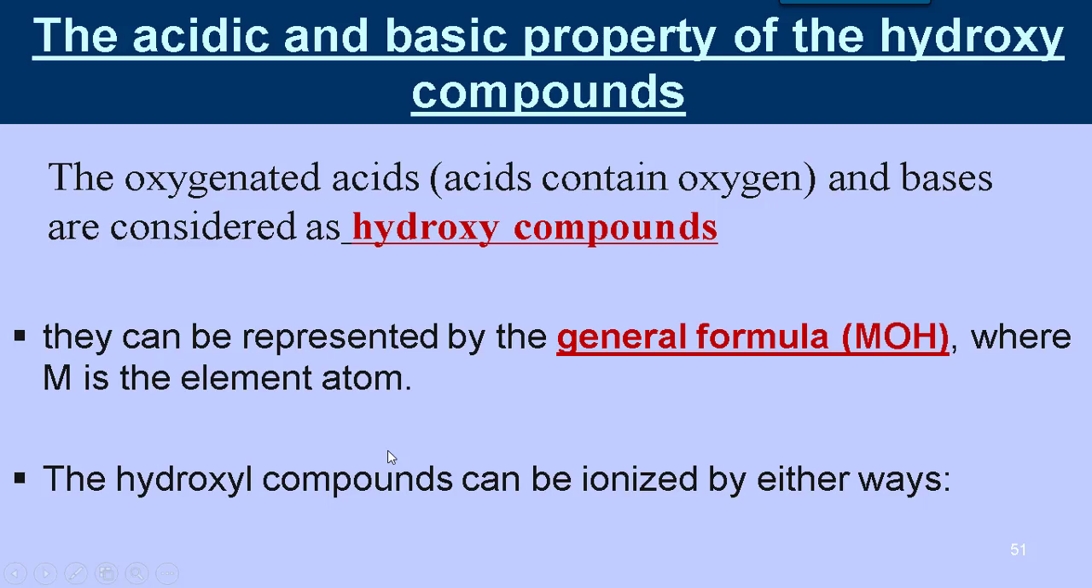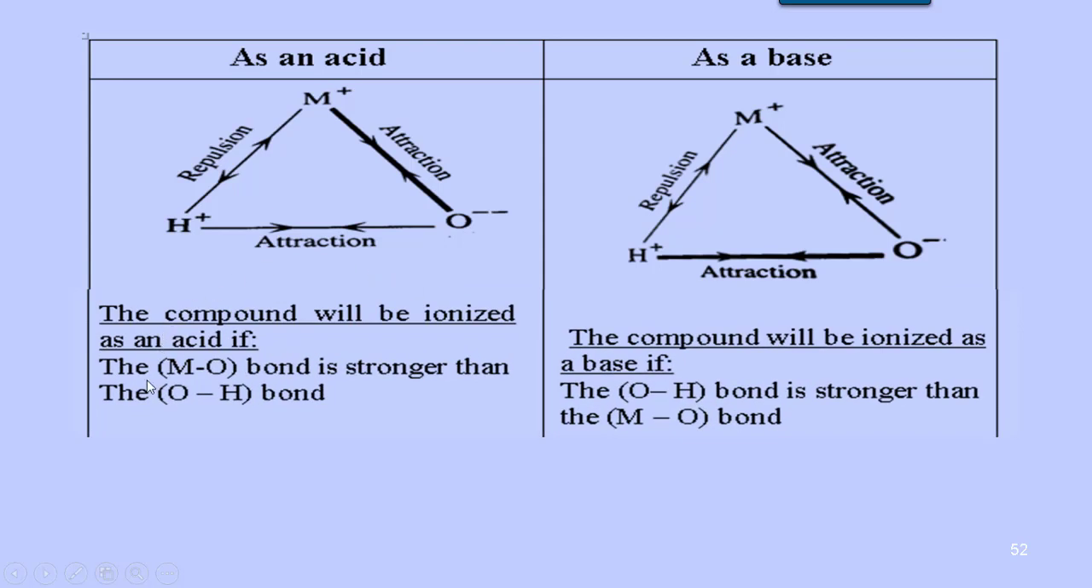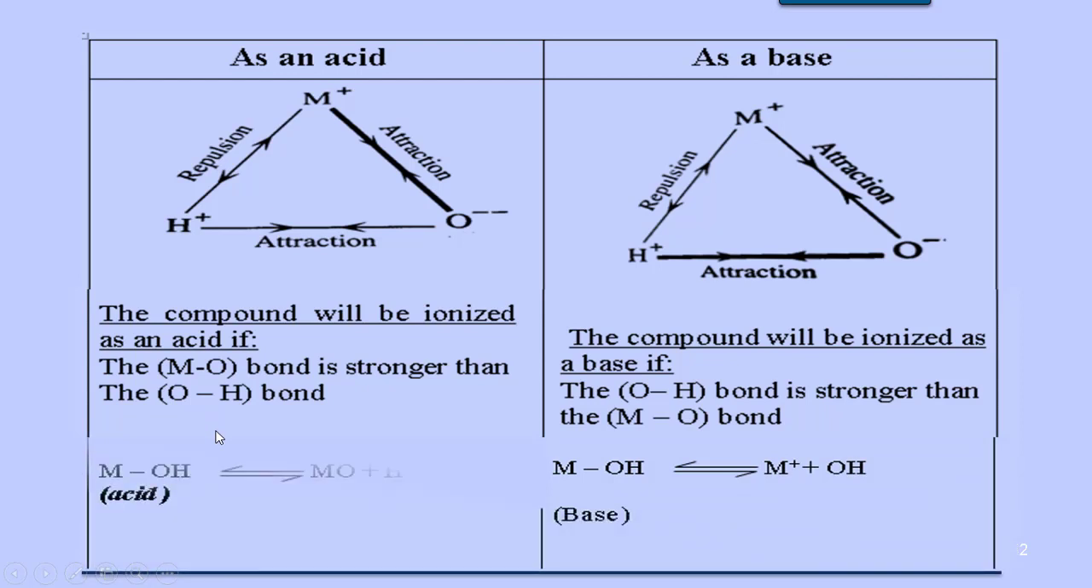These compounds can be ionized in two ways. In case of acid, we have here two types of bond: the element attracted to the oxygen ion, and hydrogen is also attracted to the oxygen ion. In case of acid, the bond between the element and oxygen is stronger than the bond between hydrogen and oxygen, so it will be ionized as in the following equation.